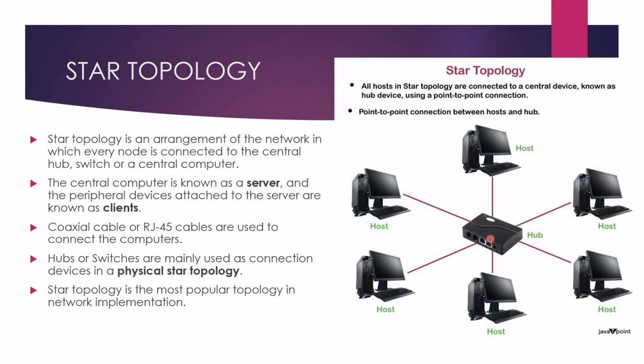So there is basically a point-to-point connection between host and hub. The central hub is known as the server, and the peripheral devices attached to the server are known as clients. Coaxial cable or RJ45 cables are used to connect the systems. Hubs or switches are mainly used as connection devices in a physical star topology. The star topology is the most popular topology in network implementation.